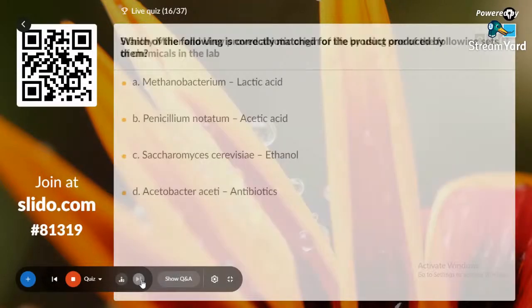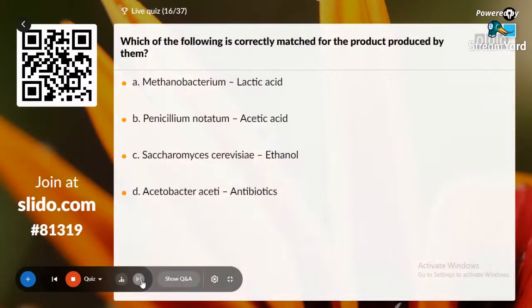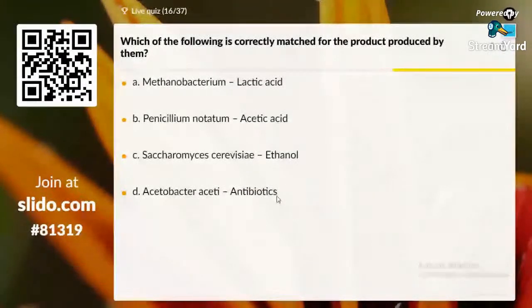16th question on the screen. This was a repeated question. For your last Slido quiz also, this question was there. Easy question. Maybe everyone knows the answer because it is such a simple question. From the chapter, Microbes in Human Welfare. Which of the following set is correctly matched for the product produced by them? Methanobacteria, lactic acid; Penicillium notatum, acetic acid; Saccharomyces cerevisiae, ethanol; and Acetobacter aceti, antibiotic.